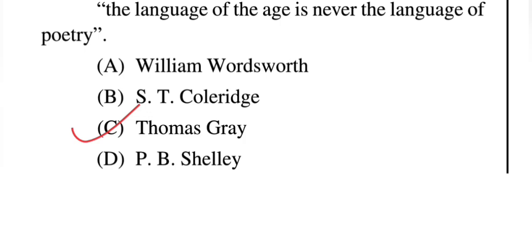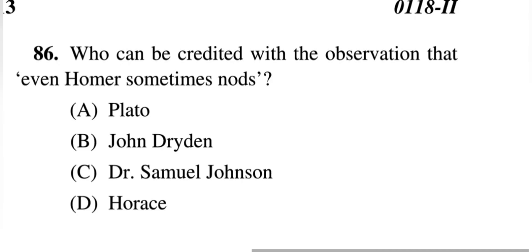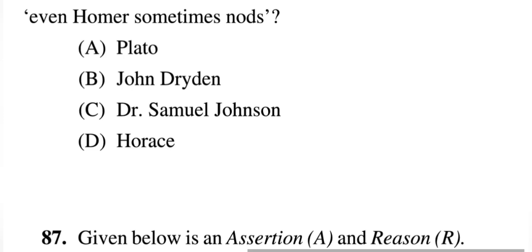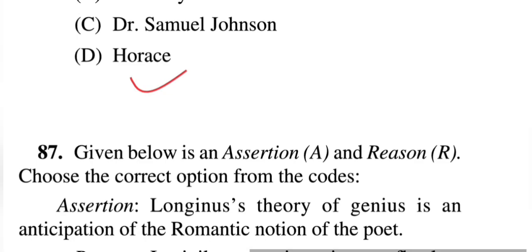Next, 86, it says, who can be credited with the observation that even Homer sometimes nods? Homer, you must have read his works, is known for his epic works. Okay, so who can be credited with the observation that even Homer sometimes nods? Plato, John Dryden, Dr. Samuel Johnson, Horace. Correct answer of this question is number D, Horace. Horace, he is also a known, celebrated figure.